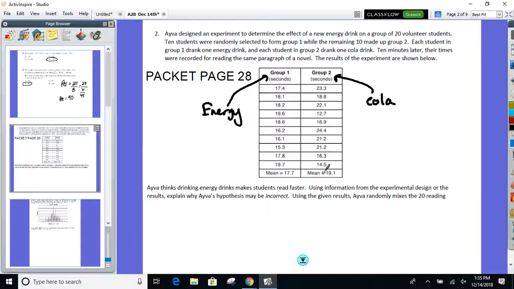I don't think it's true. Every single time here should be faster than group 2. Is that the case? No. If it truly does, we don't have to do any testing. Everybody that got the energy drink should be reading faster than anybody in group 2. And can you find people in group 2 that read faster than in group 1? Yeah, you're darn right. So right now, this is why she's incorrect. Why is she incorrect? There are people in the cola group that read faster than the energy group.